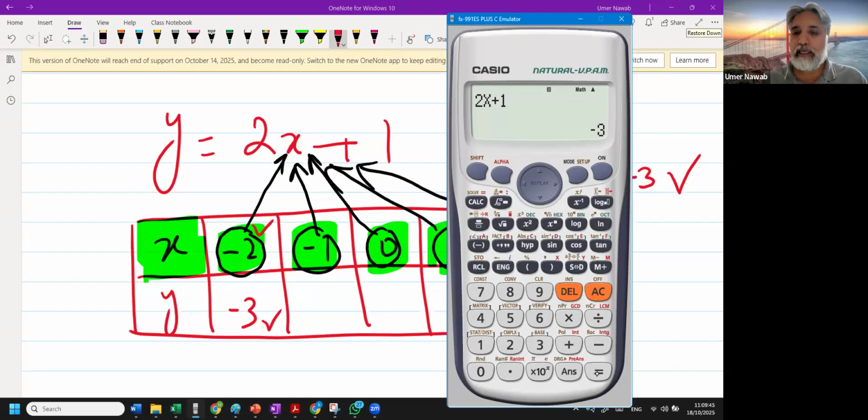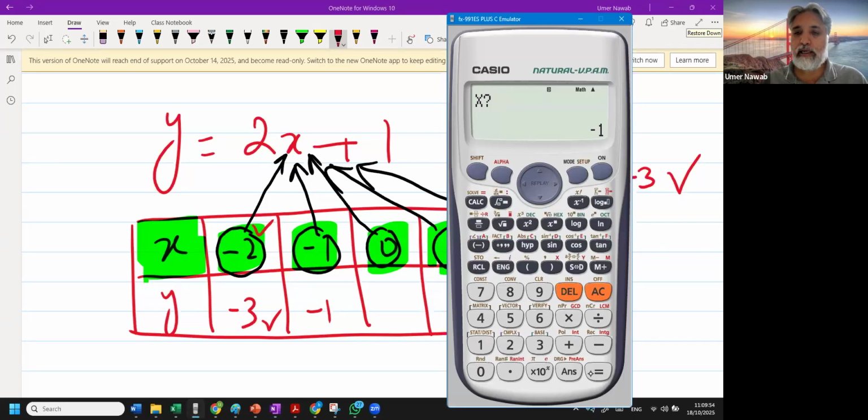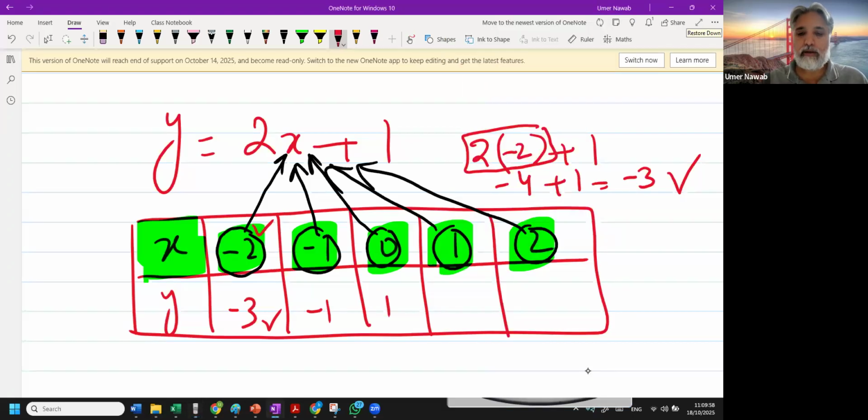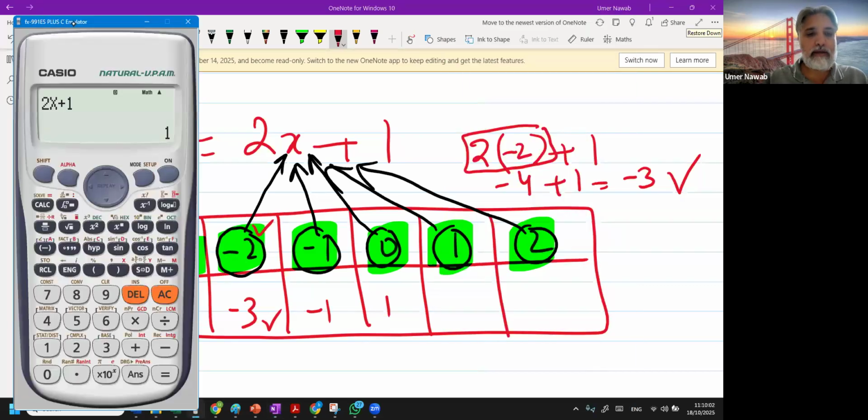And then I press the equal sign. Now another value of x is -1 and press equal again. It gives me -1. Now I want to use 0, press equal sign. Which value of x? 0. It gives me 1. And then I keep on writing the values. Value of x, 1. It gives me 3. And then another value, 2. It gives me 5.